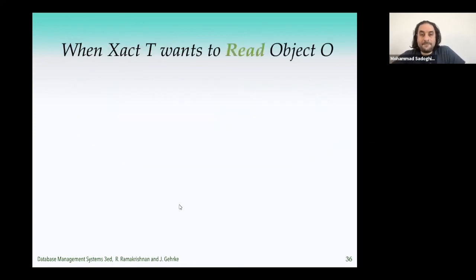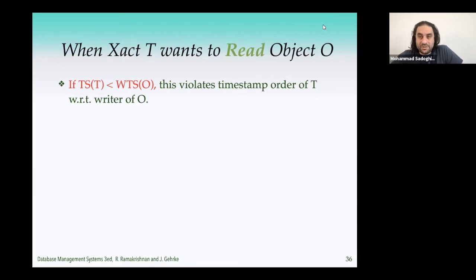So now let's look at how the read works, and then we're going to look at how the write works, to implement the criteria that we just laid forth. So the question is, a transaction T wants to read an object O, wants to read the record O. Now if the timestamp of T is smaller than the write timestamp of O, what does that mean?